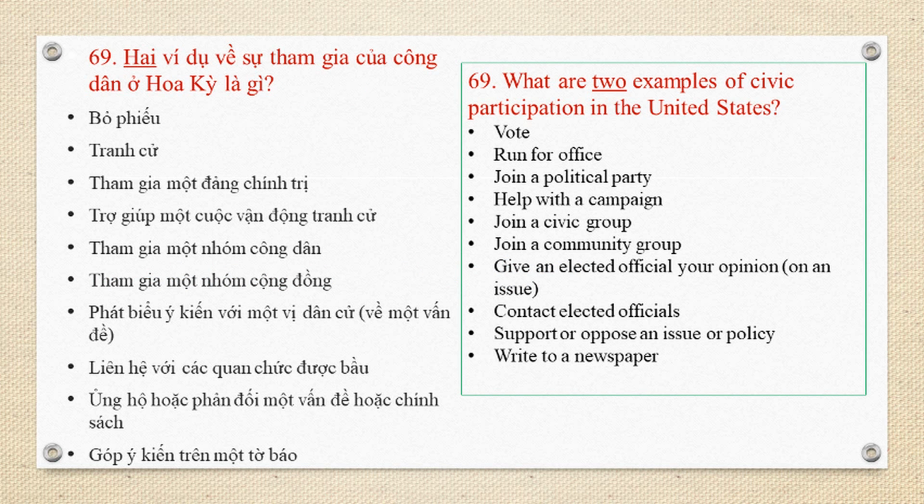69. What are 2 examples of civic participation in the United States? Vote. Run for office. Join a political party. Help with a campaign. Join a civic group. Join a community group. Give an elected official your opinion on an issue. Contact elected officials. Support or oppose an issue or policy. Write to a newspaper.